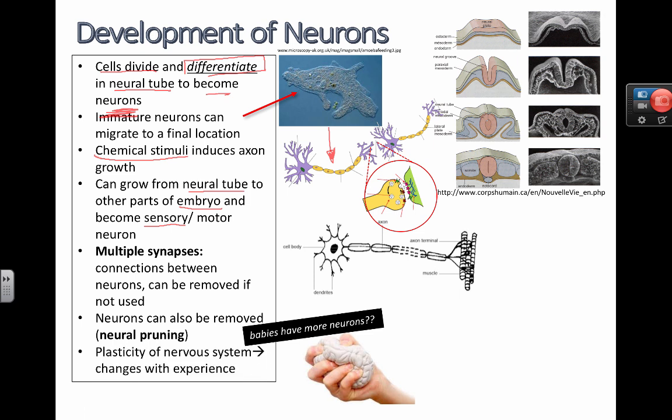And finally, we just have to understand the idea that the nervous system is plastic, or we talk about the plasticity of the nervous system, because the nervous system can change with experience. The very idea that we can build more synapses, more connections between different neurons, and also that we can lose neurons when we're not really using them.